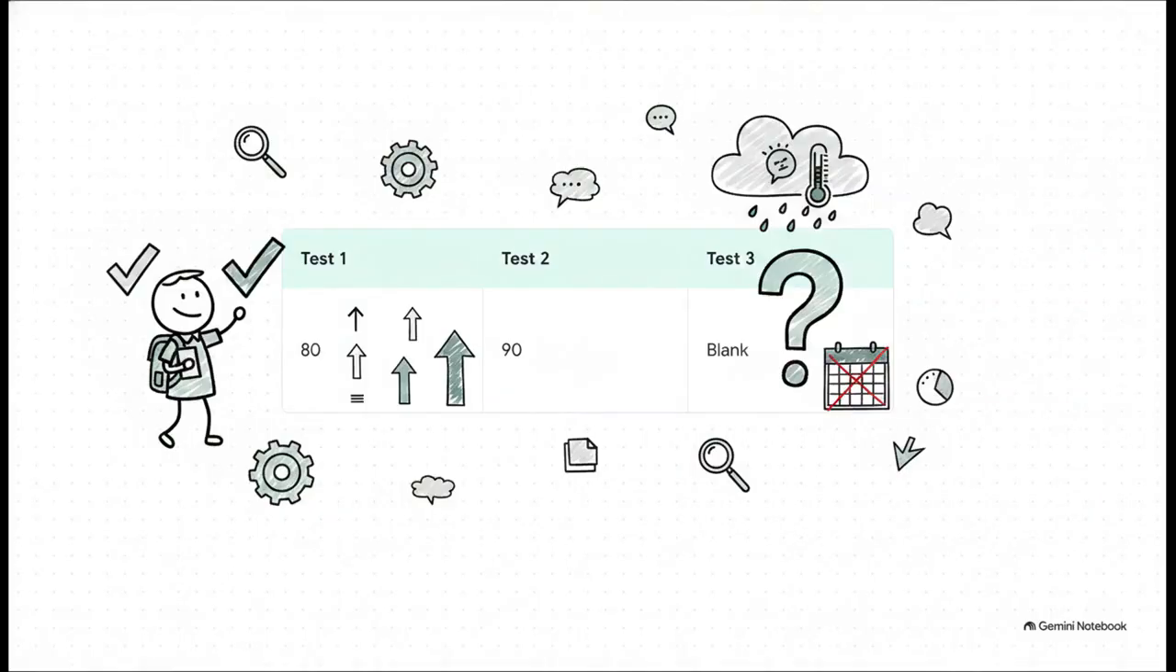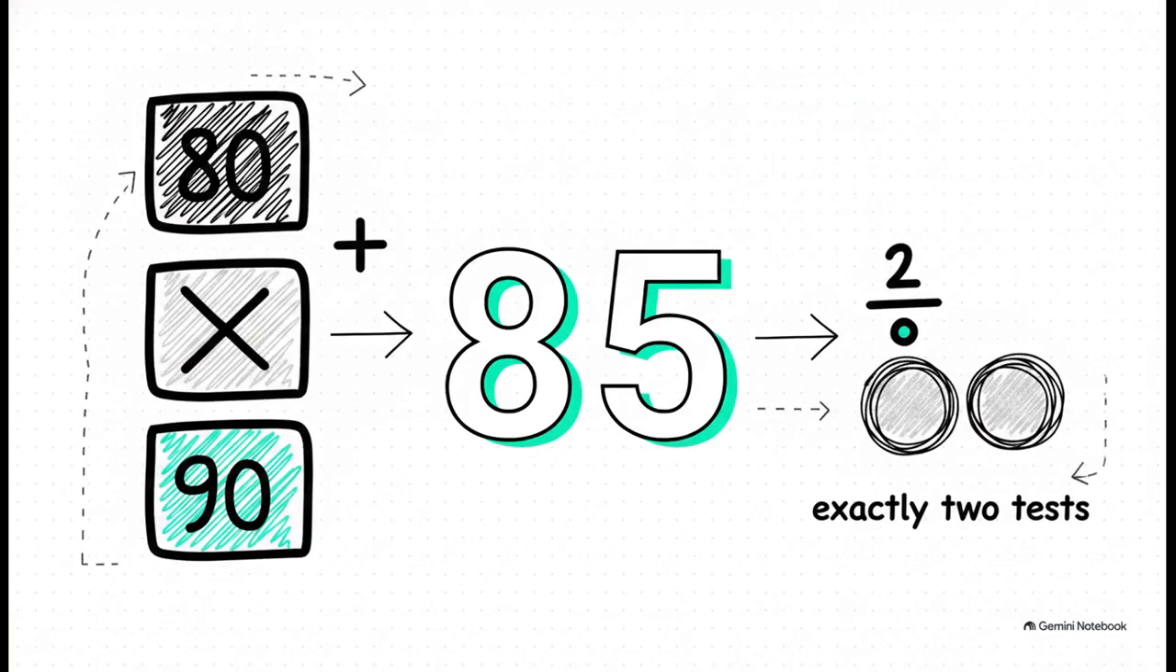I need your full attention for this one, because this is usually a massive aha moment for people. It's all about how the software handles missing data. Imagine a student takes test 1 and gets an 80. They ace test 2 with a 90. But on the day of test 3, they're out sick. So the cell for test 3 is left completely blank. If we average those 3 cells, the result is 85.